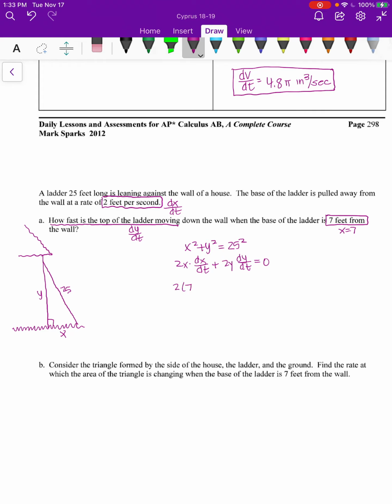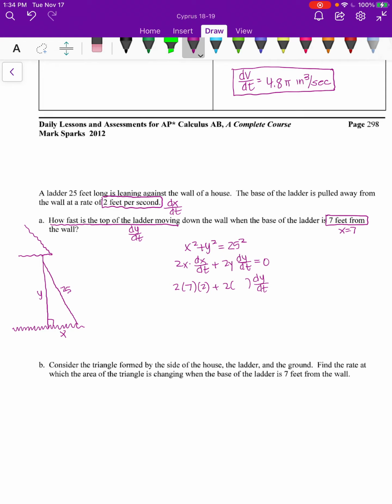So substitute what I know. I know that we're looking at when x is 7, and I know dx/dt is 2 feet per second, plus 2, I don't know what y is, but I can find it. And then dy/dt is what I'm trying to find, so I'm going to leave that as dy/dt. So you notice that we still have one blank here that we need to fill in, that y value.